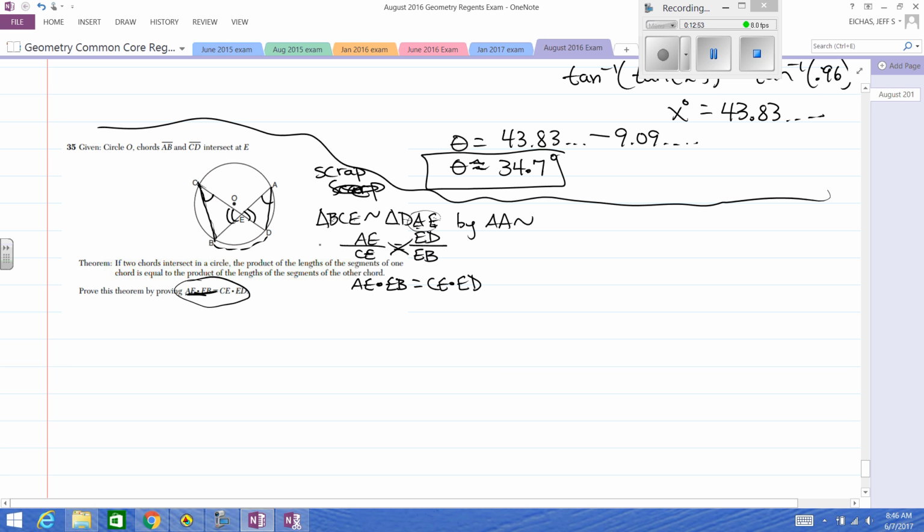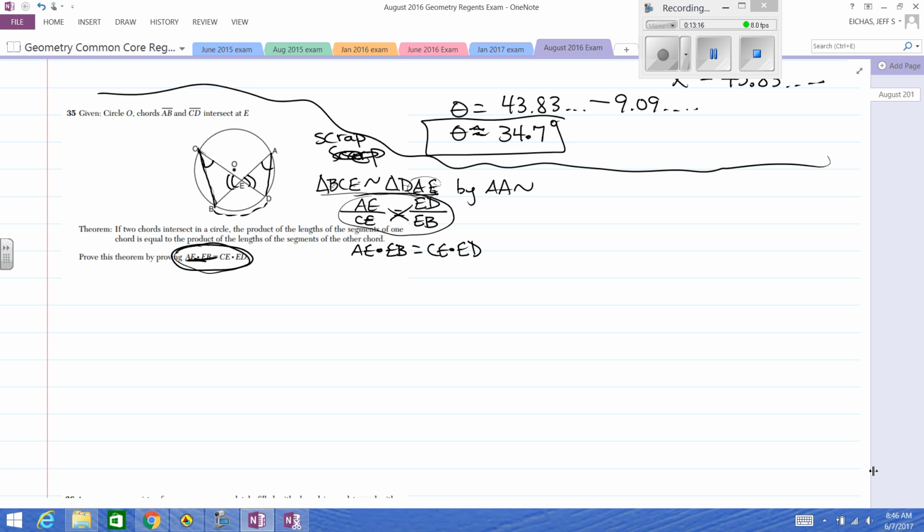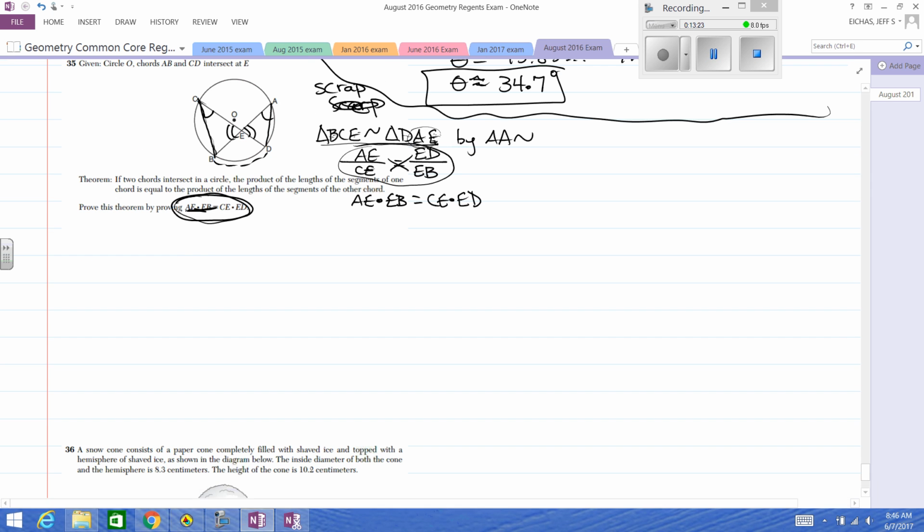This is scrap work. I am making sure that I can get the proof that I want. So I'm setting up angle-angle similarity. That's what I'm going for. I'm going to use this: corresponding sides of similar triangles are proportional. And then I'm going to cross multiply. For these proofs, you have to look at the end result and then work backwards. So that's what I'm doing.